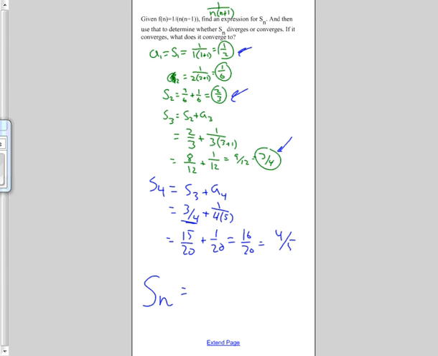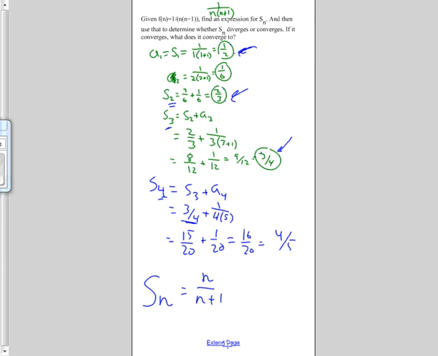Okay, so S sub 1 was 1 over 2. We had a 1 and a 2. S sub 2 was 2 over 3. S sub 3 is 3 over 4. S sub 4 is 4 over 5. So a good correct answer would be S sub n is n over n plus 1.